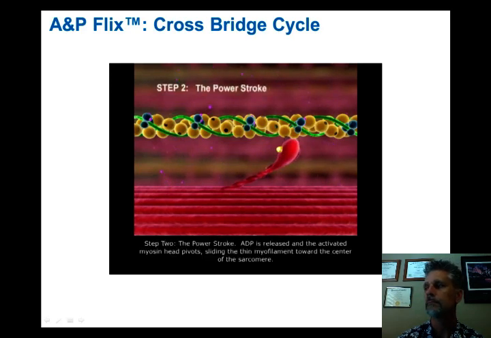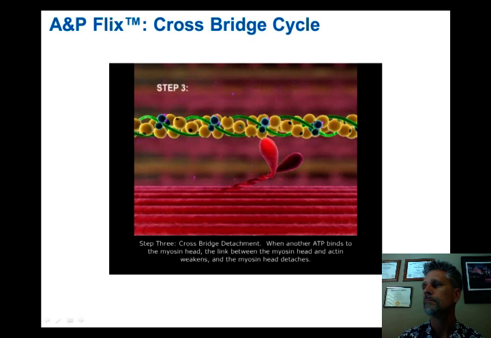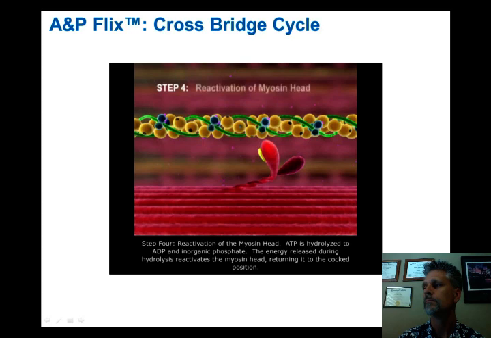Step 2. The power stroke. ADP is released and the activated myosin head pivots, sliding the thin myofilament toward the center of the sarcomere. Step 3. Cross-bridge detachment. When another ATP binds to the myosin head, the link between the myosin head and actin weakens, and the myosin head detaches. Step 4. Reactivation of the myosin head. ATP is hydrolyzed to ADP and inorganic phosphate. The energy released during hydrolysis reactivates the myosin head, returning it to the cocked position.